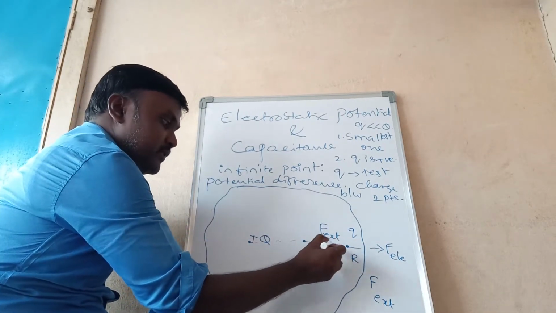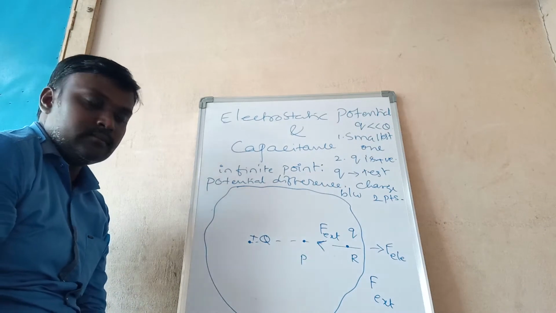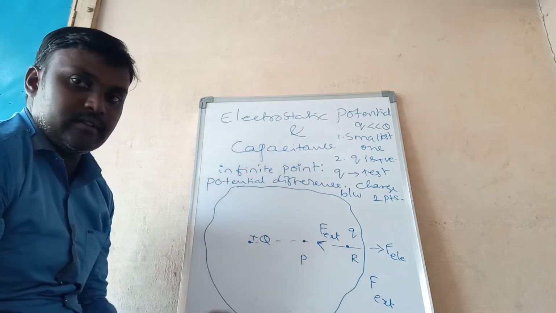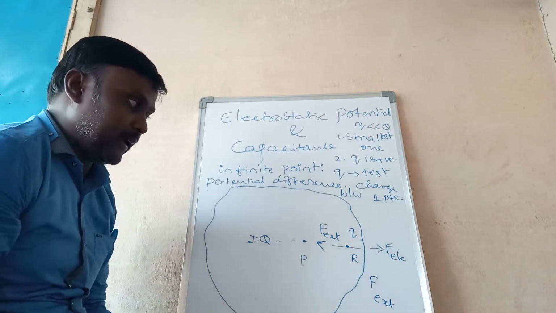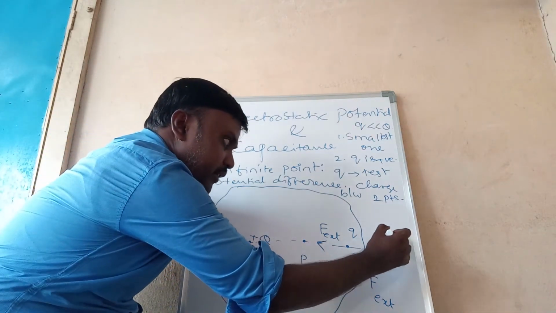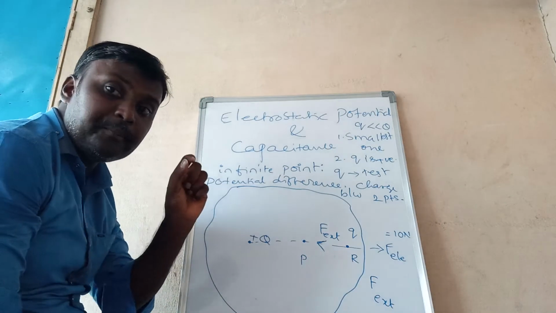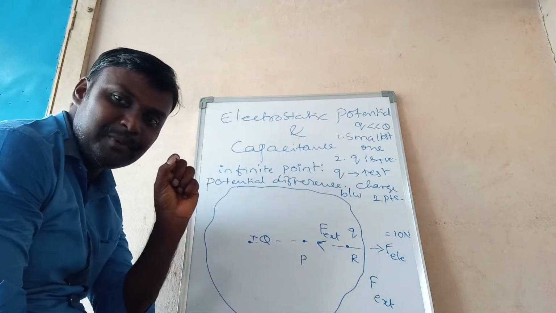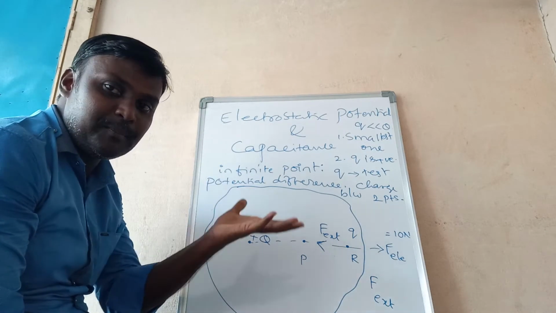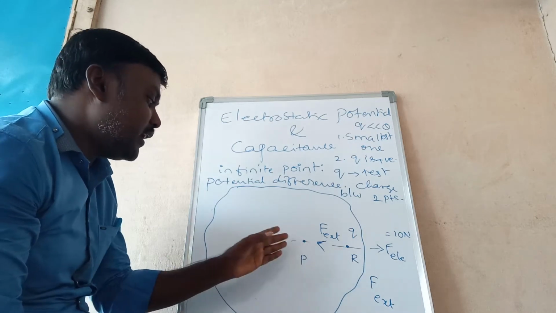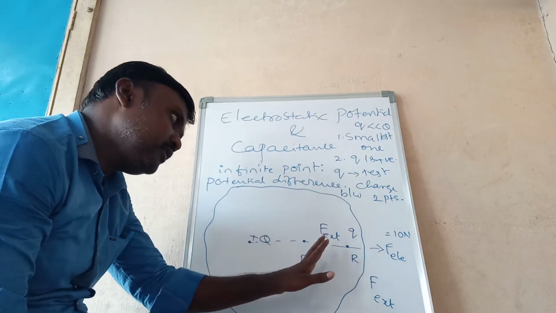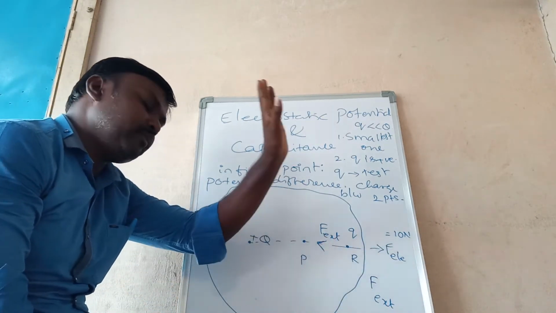In this direction, then only it comes. Okay, direction is fixed. How much magnitude do we have to apply? Suppose it is repelling 10 newtons, then we have to apply a minimum of 10 newtons of force. If you apply less than 10 newtons of force, this test charge will move like this only, away from Q.